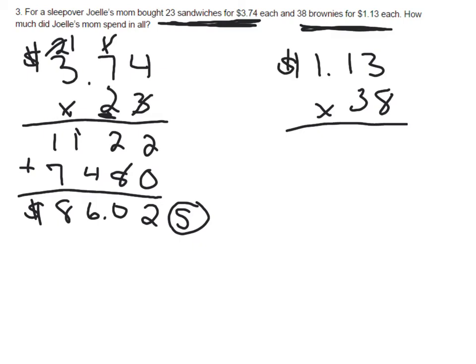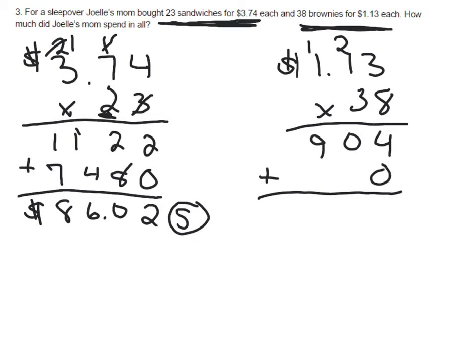Now let's do the brownies. $1.13 times 38 brownies that she bought. First I'm thinking 3 times 8 is 24, carry my 2. 8 times 1 is 8, plus 2 more is 10, carry my 1. And 8 times 1 is 8, plus 1 is 9.